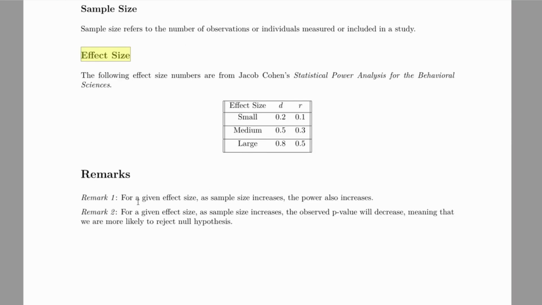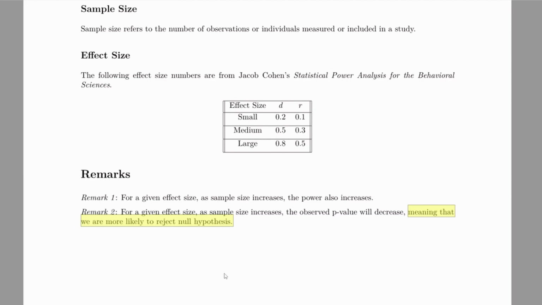There are two remarks I would like to make here. First, for a given effect size, as sample size increases, the power also increases. The basic idea is that when the sample size gets large, we have more power. Second, for a given effect size, as sample size increases, the observed p-value will decrease, meaning that we are more likely to reject the null hypothesis. Let me use an example to explain these two remarks more.